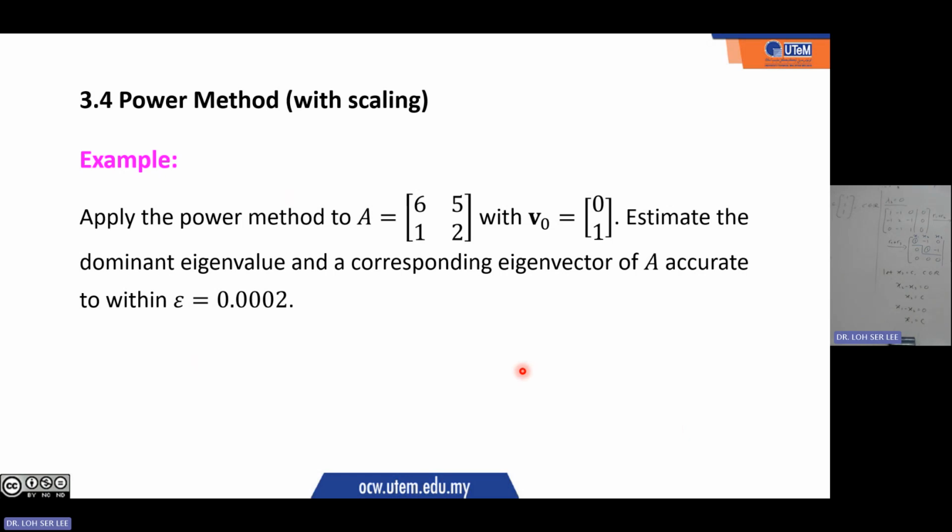We look at the first example. Apply the power method to this matrix with this starting vector. We need a starting point because for numerical methods, we will always need a starting point, starting interval, or starting vector. Here we need a starting vector, V0. Estimate the dominant eigenvalue and the corresponding eigenvector of A accurate to within epsilon 0.0002. In numerical methods, you will be given an epsilon. If epsilon is not given, that means epsilon equals 0.